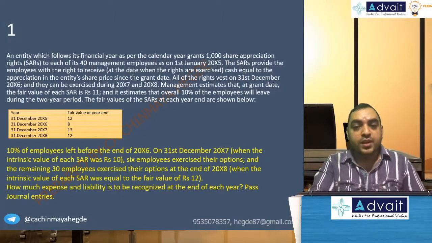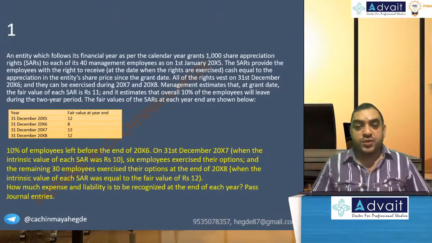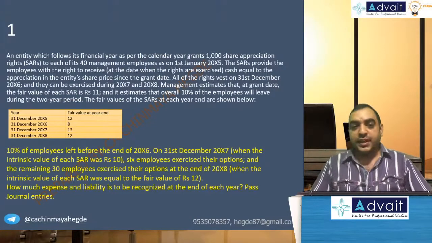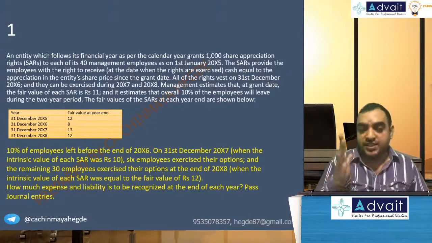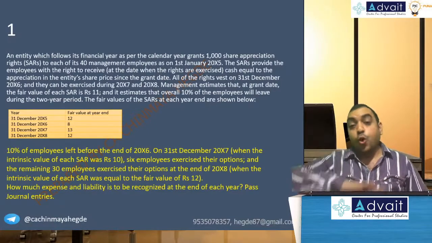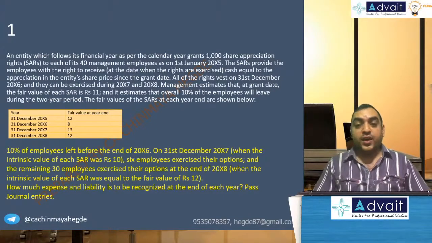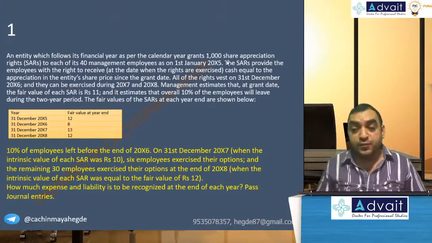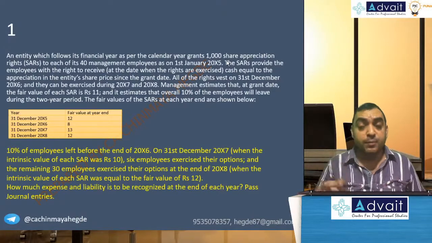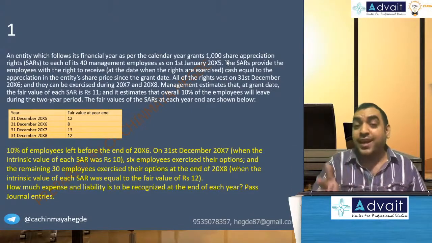Let's go further. All rights vest on 31st December 2006. They can exercise during 2007-8. Management estimates that on the grant date the fair value of SAR is rupees 11, and estimates that overall 10% of the employees will leave during the 2-year period. Please remember, overall 10% of the employees will leave. Remember, overall, it is not per annum.